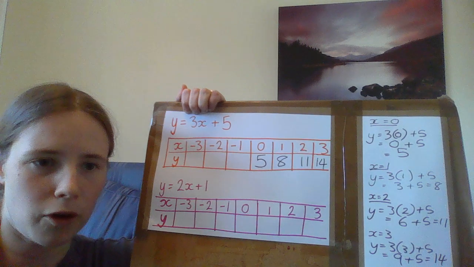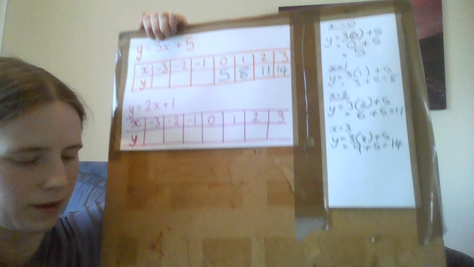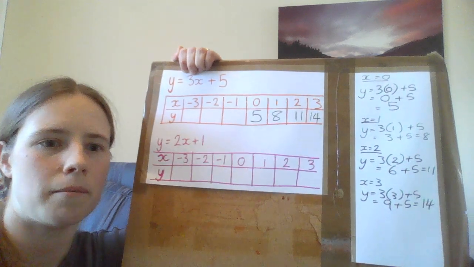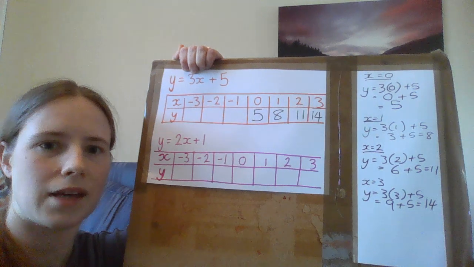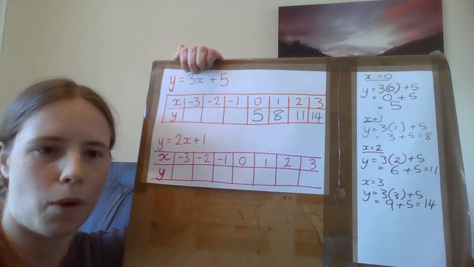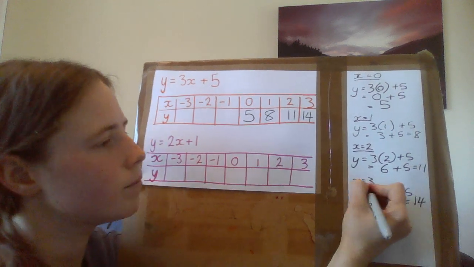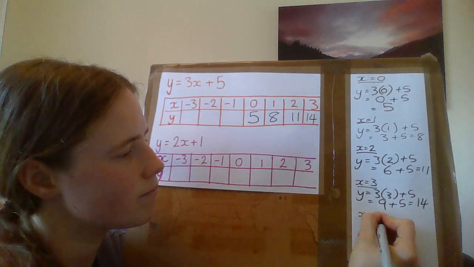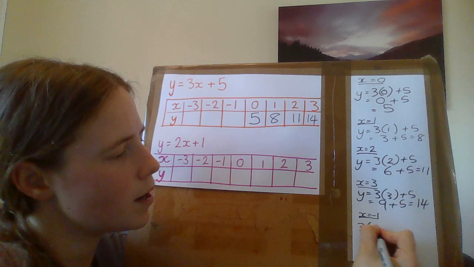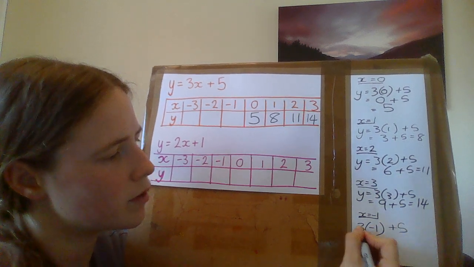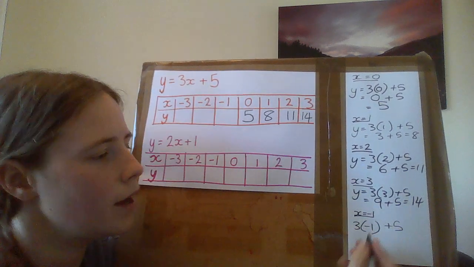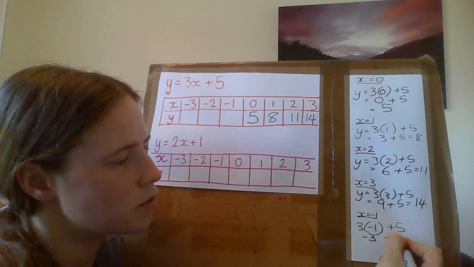Right, now we move on and we do the minuses. I'm going to start with -1, and I'm then going to work down and look at the other ones as well. So when x is -1, it works exactly the same way. 3 lots of -1 plus 5. Well, 3 times -1 is -3 plus 5.